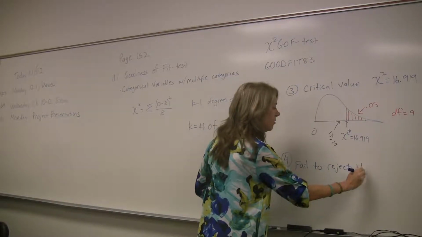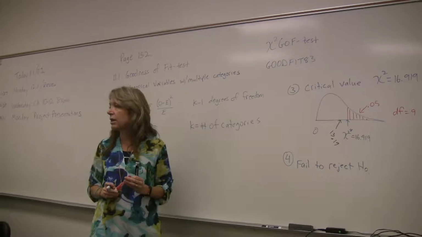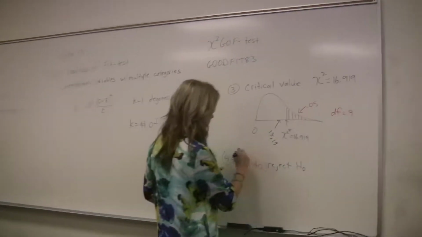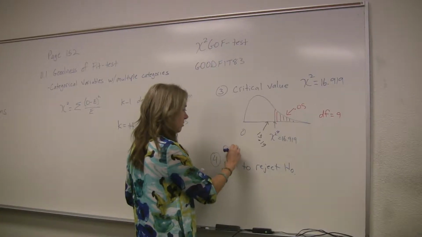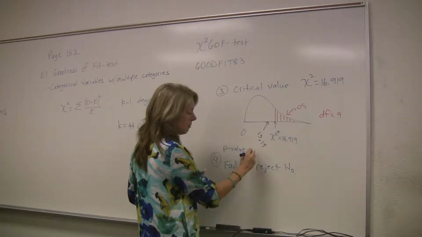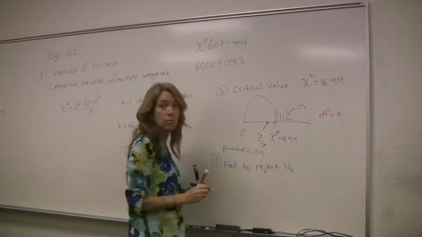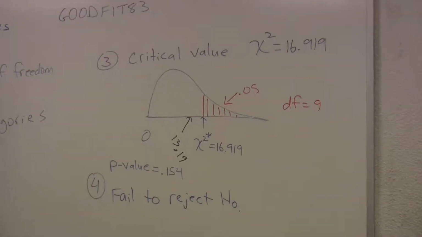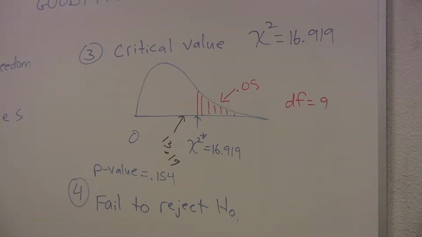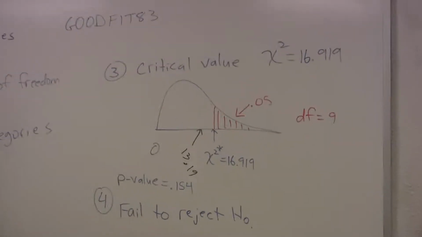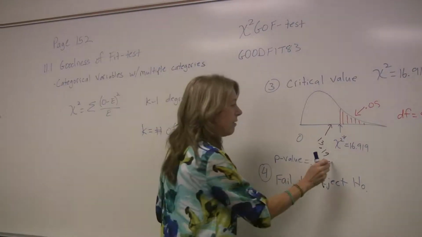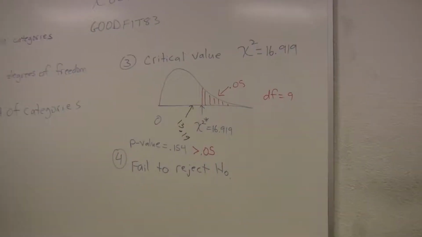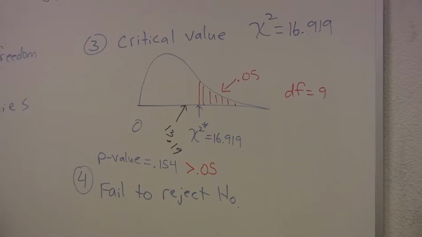What is the p-value? Those of you who have that calculator, it's 0.154. What do I do with the p-value? Put it up against the alpha and see. Compare it to the alpha, see if it's less than alpha. Definitely greater than alpha. And because my p-value is bigger than alpha, that also tells me to fail to reject H0.